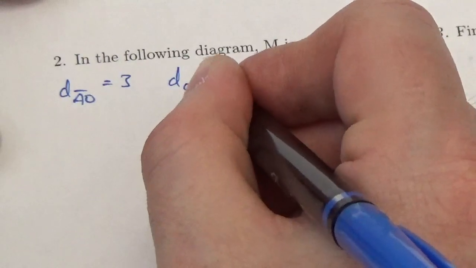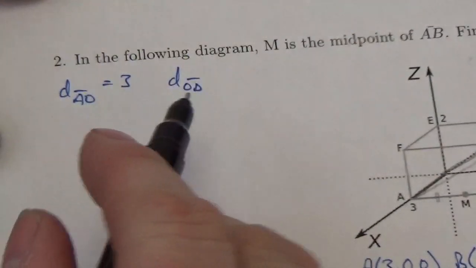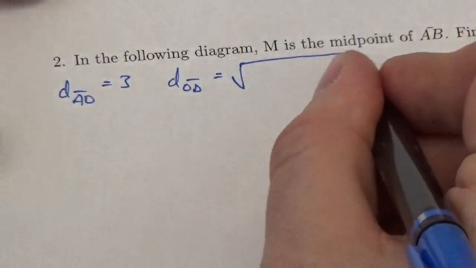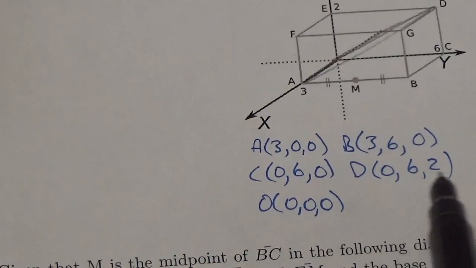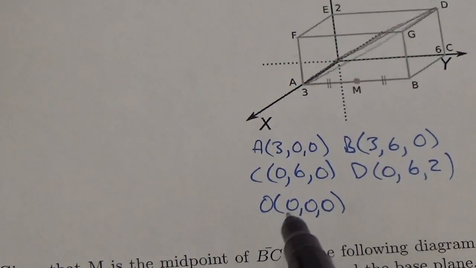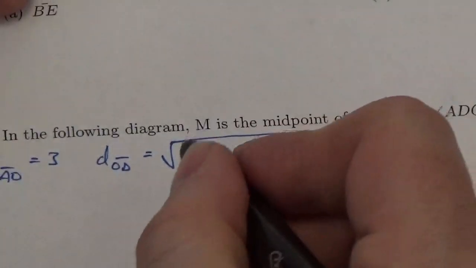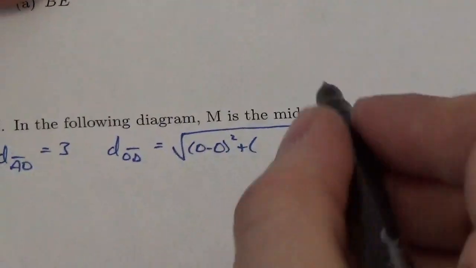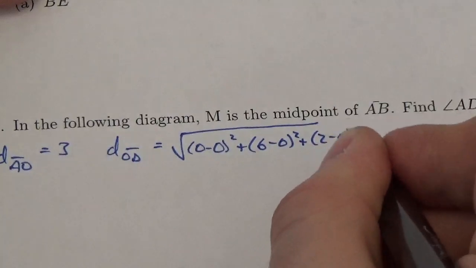So the distance along OD. Now notice my notation here. I could have done OD capitalized without any line over top. I just like this notation a little bit better. So that's going to be, well, my coordinates of D. I need the coordinates of D. So 0, 6, 2. And the origin is 0, 0, 0. So I'm going to compare the coordinates there. So this will be 0 minus 0 squared plus, oops, can you see that? Yeah. 6 minus 0 squared plus 2 minus 0 squared.